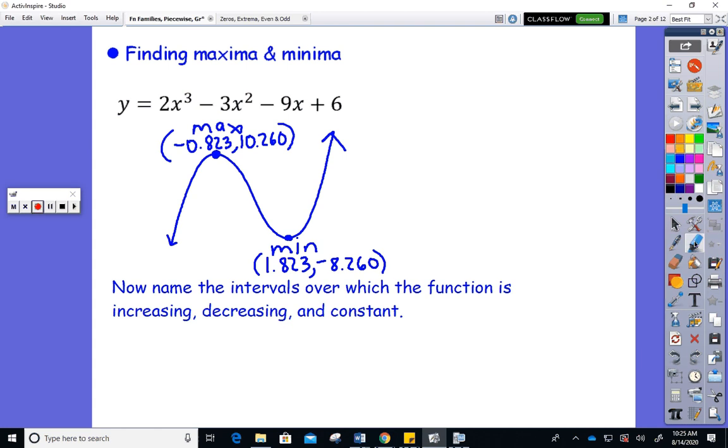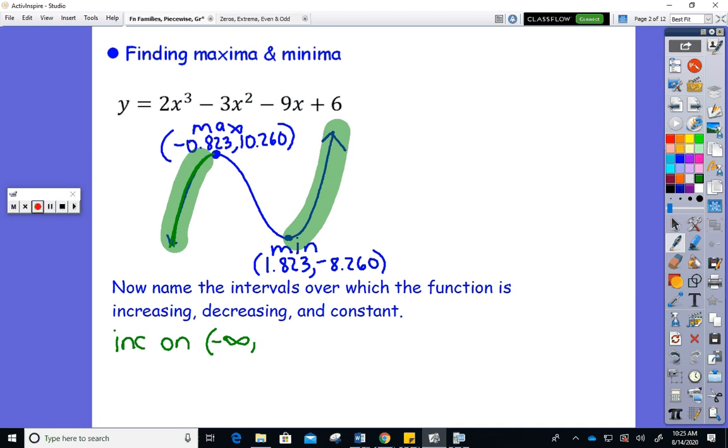decreases, and is constant. So it's increasing, I see, on the first and the third pieces of the graph, so to speak. So when I go to say it's increasing, I'm going to say this graph is increasing on, remember I read it from left x to right x. So the first piece of the graph here goes from negative infinity to the x coordinate negative 0.823 union. Now the third piece of the graph right here goes from the x coordinate 1.823 to infinity.